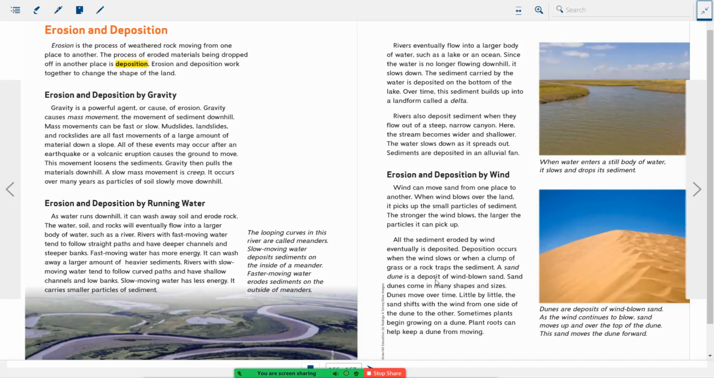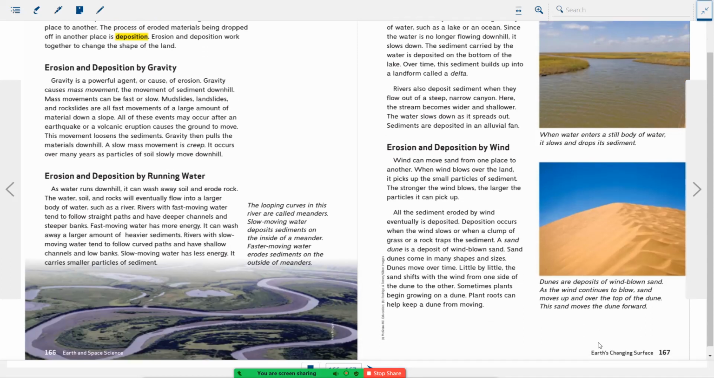A sand dune is a deposit of wind-blown sand. Sand dunes come in many shapes and sizes. Dunes move over time. Little by little, the sand shifts with the wind from one side of the dune to the other side. Sometimes plants begin to grow on a dune. Plant roots can help keep a dune from moving. Dunes are deposits of wind-blown sand. As the wind continues to blow and it moves up and over the top of the dune, the sand moves the dune forward.